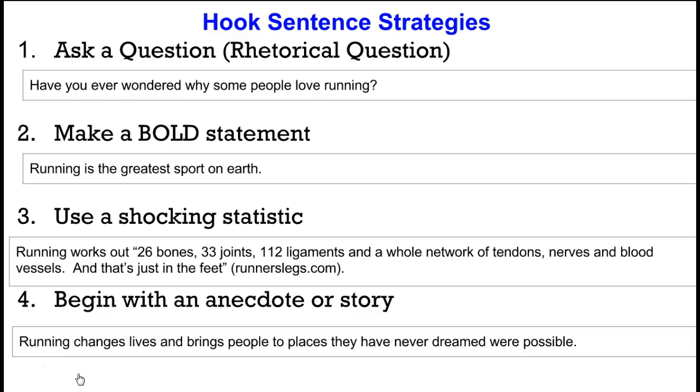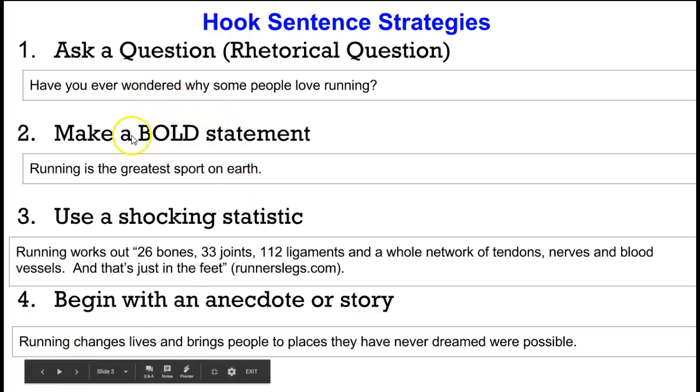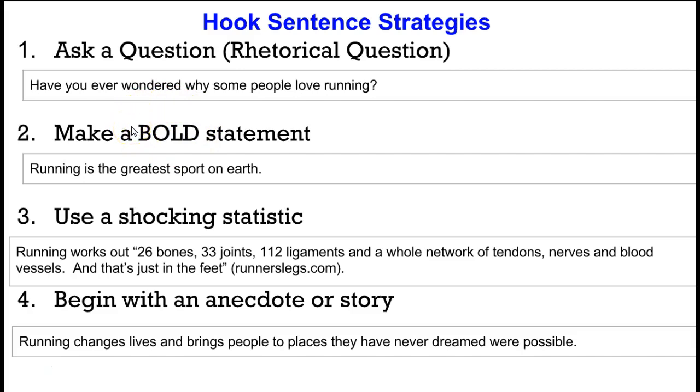The next option is to make a bold statement and just throw it out there and let that bomb kind of drop on the reader. So I'm using the bold statement that running is the greatest sport on earth. I do understand that this feels a little bit like a claim, the way that it's written, but again, my claim would be something different later in my introductory paragraph.